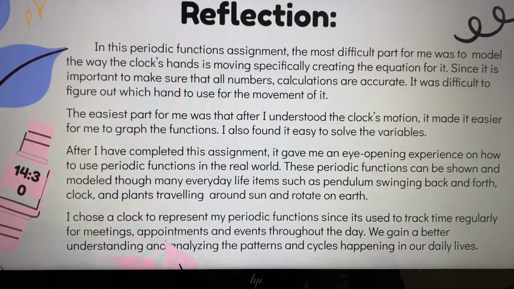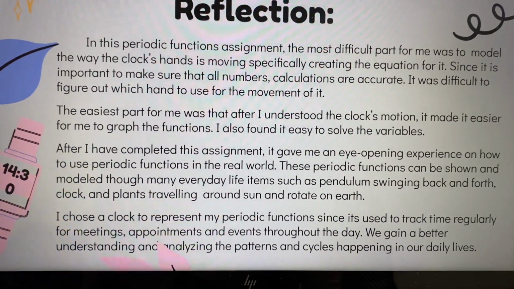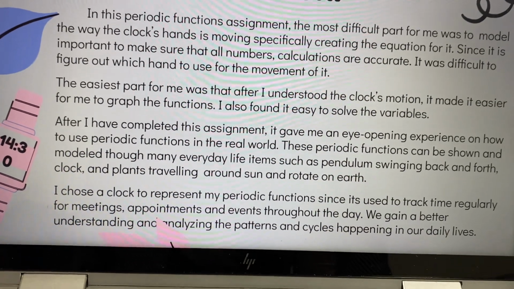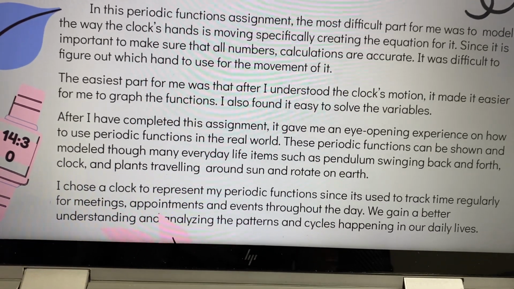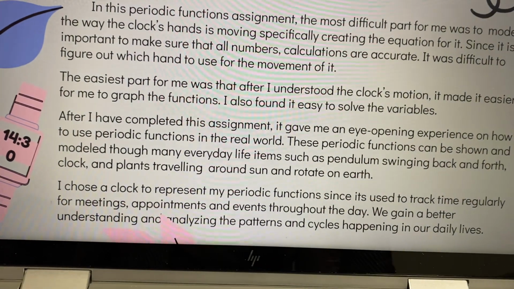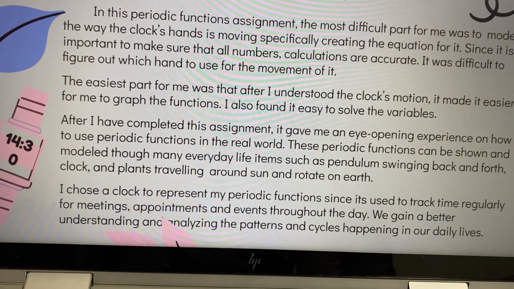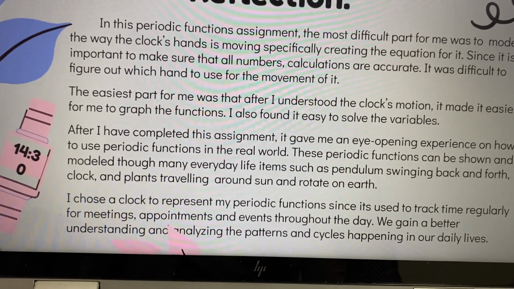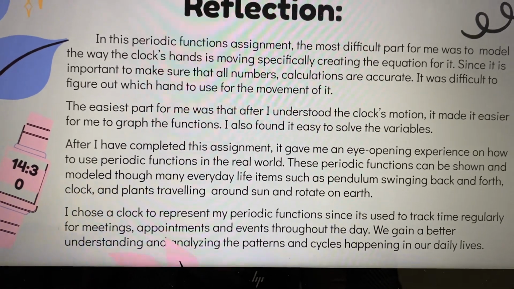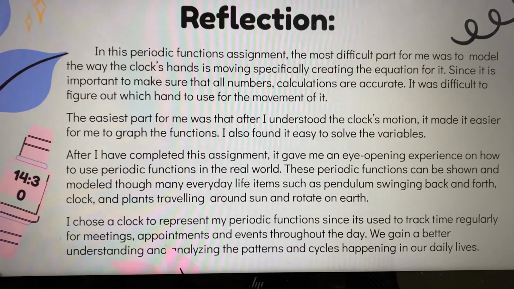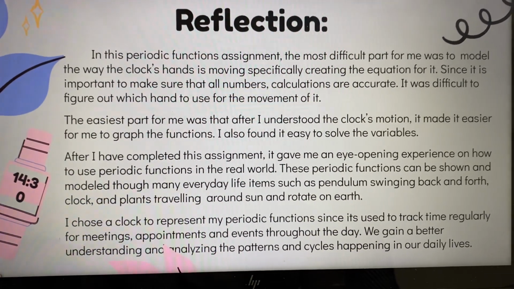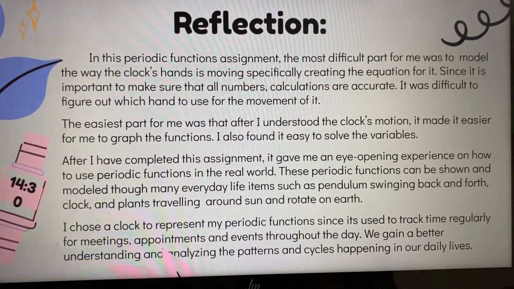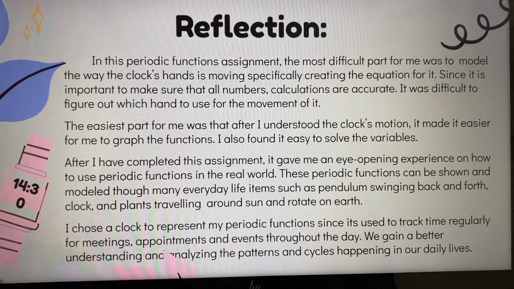So finally, for our reflection, in this periodic functions assignment, the most difficult part for me was to model the way the clock's hand is moving, specifically creating the equation for it. Since it's important to make sure that all number calculations are accurate, it was difficult to figure out which hand to use for the movement of it. The easiest part for me was that after I understood the clock's motion, it made it easier for me to graph the function. I also found it easy to solve the variables.